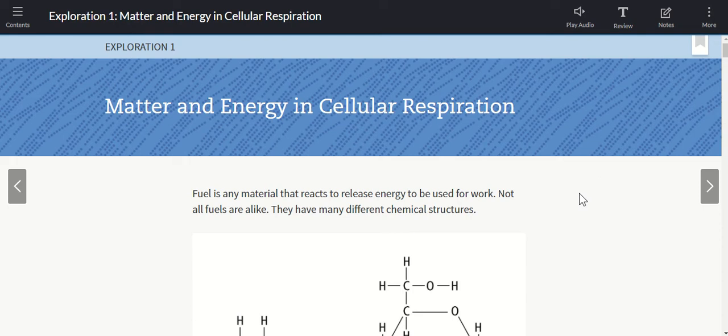Alright, everybody, welcome back. In this exploration, we are going to begin looking at cellular respiration. This is Unit 3, Lesson 2, Exploration 1.